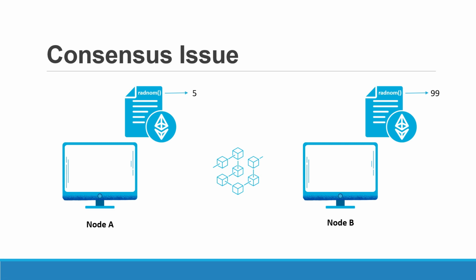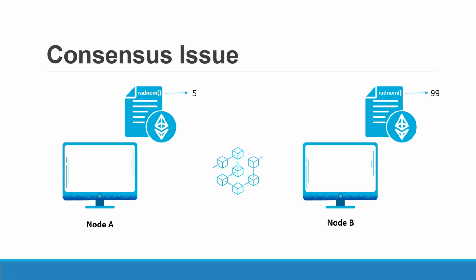Now you can clearly see that we have some issue here, right? Because for node A, the random function is generating 5, but for node B, the same random function is generating 99. So we can clearly see that there is no consensus between these two different nodes.